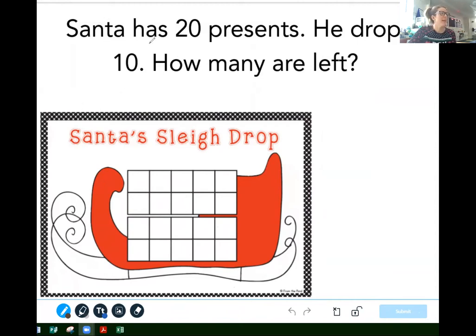It says, Santa has 20 presents. He drops 10. How many are left? Okay, so like we did in class, we could draw in the 20. And you will be doing this with our independent work. There are double tens frames that you can use.